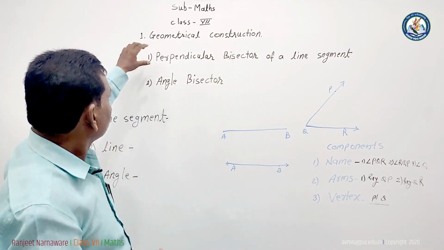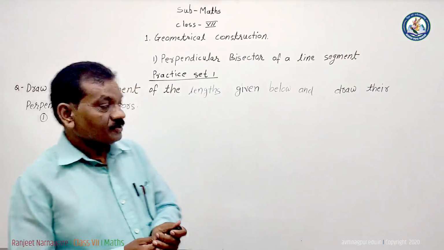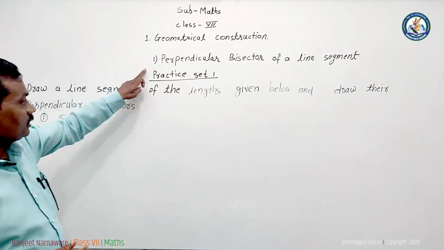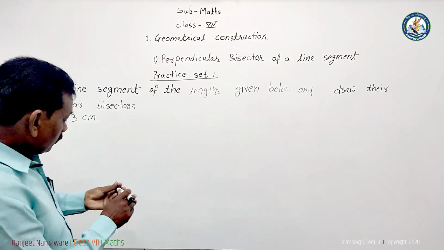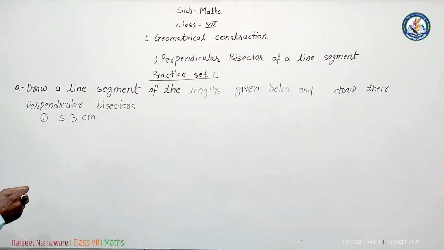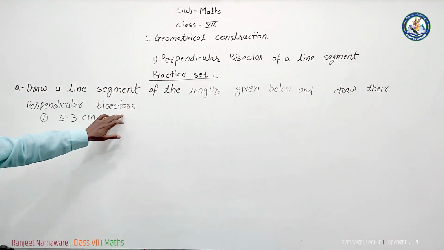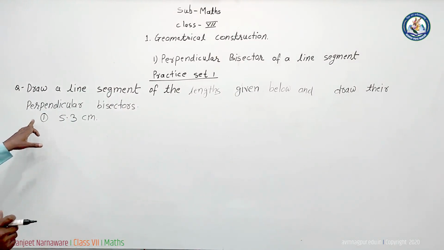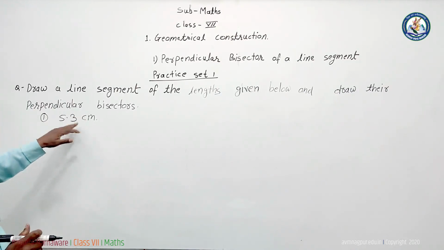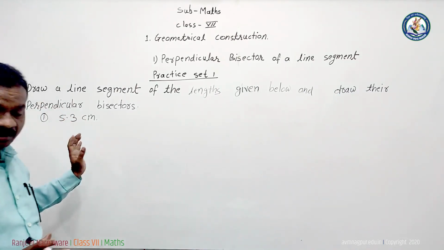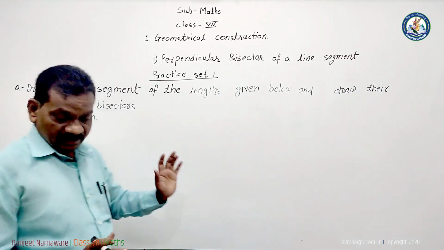Now we come to the first topic, perpendicular bisector of a line segment. Then come to practice set number 1 of lesson first, geometrical constructions. The first question is, draw a line segment of length given below and draw their perpendicular bisectors. First, the length of the line segment given is 5.3 centimeter. We have to draw the line segment of 5.3 centimeter, and then the perpendicular bisector of the given line segment.